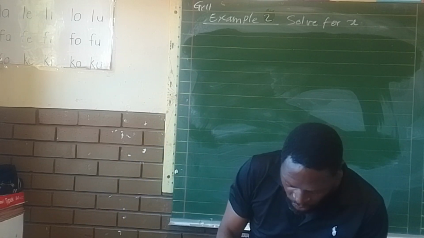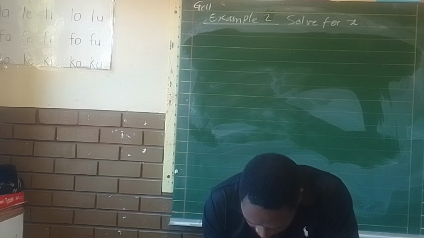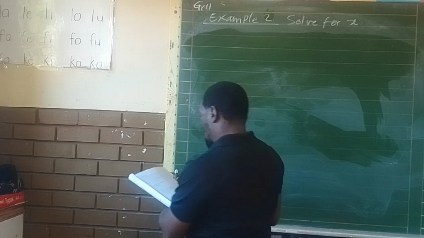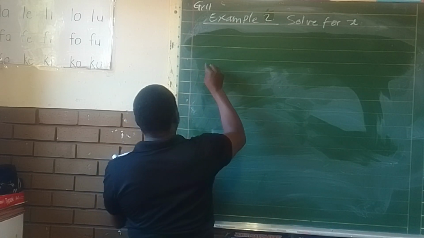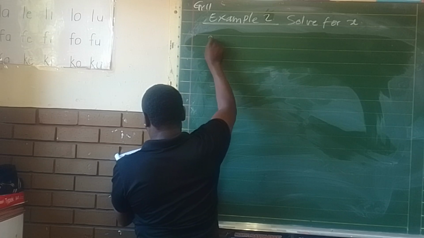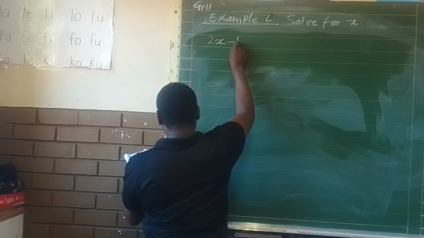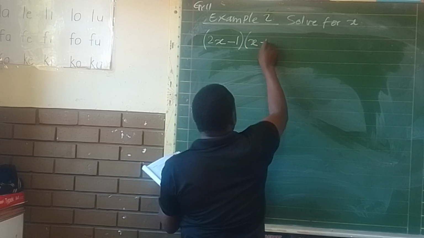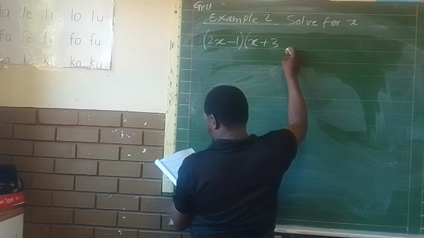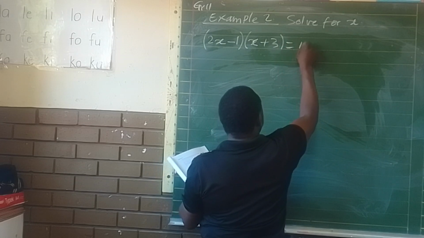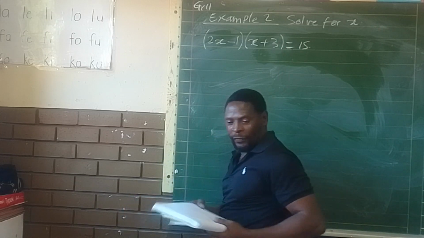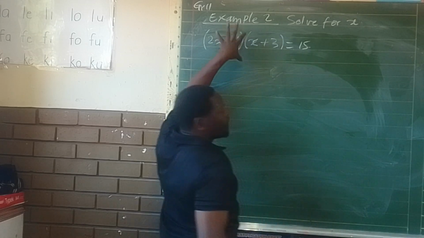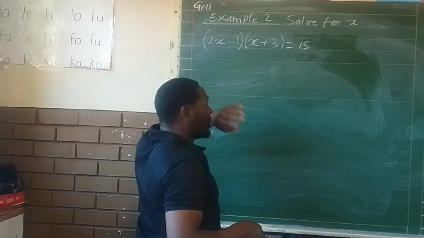Right, example 2 says (2x - 1)(x + 3) is equals to 15. They deliberately gave you something that you need to convert to get a proper quadratic equation.